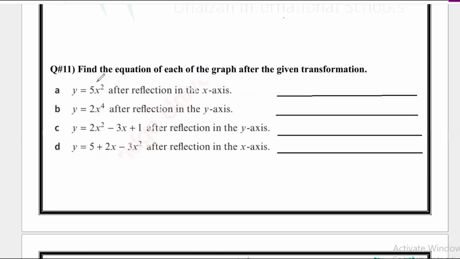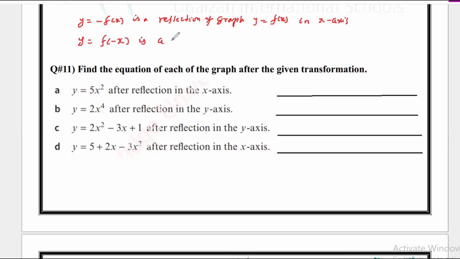Next question number 11. Find the equation of each of the graph after the given transformation. If we check carefully, this is basically reflection. So one thing you must know, when we have a function y is equal to minus f of x, this is basically a reflection of graph y is equal to f of x in the x-axis. And if we have y is equal to f of minus x, this is a reflection of y is equal to f of x in the y-axis.